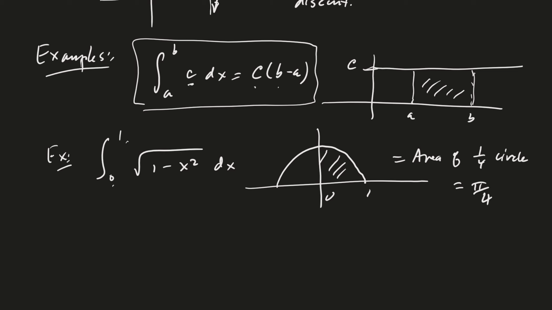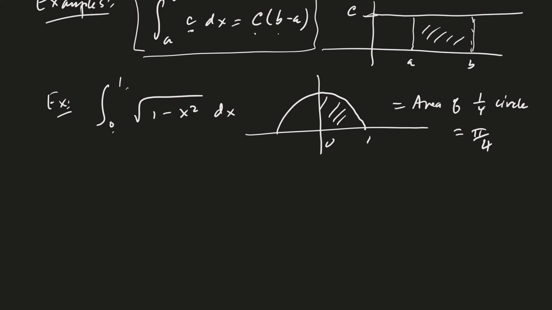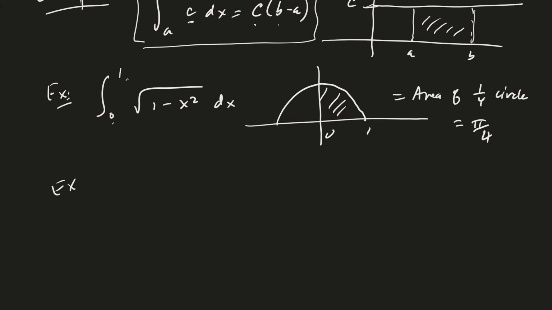All right. How about another example? So this is kind of getting at the idea that you don't always have to use the Riemann sum to find the area. If you can use geometry, it's a good idea to use it. The integral from 0 to 3 of x minus 1 dx.